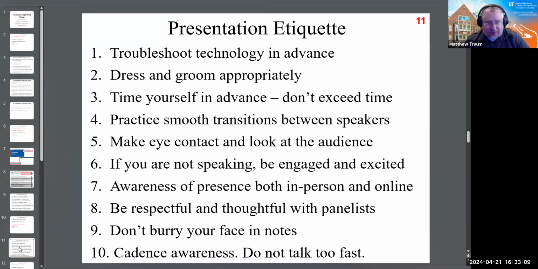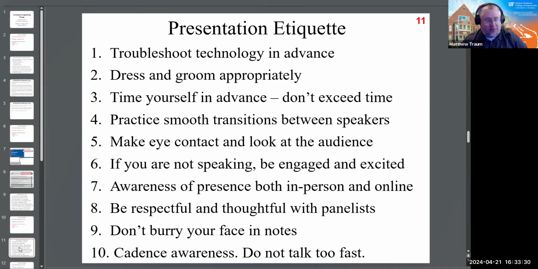Number 9, do not bury your face in notes. It is perfectly okay to have a set of note cards or a small piece of paper in front of you that gives you some guidance on what to say, especially because, like I said, I don't want you to turn around and be talking to the slides behind you when the audience is in front of you. So having note cards is perfectly fine.